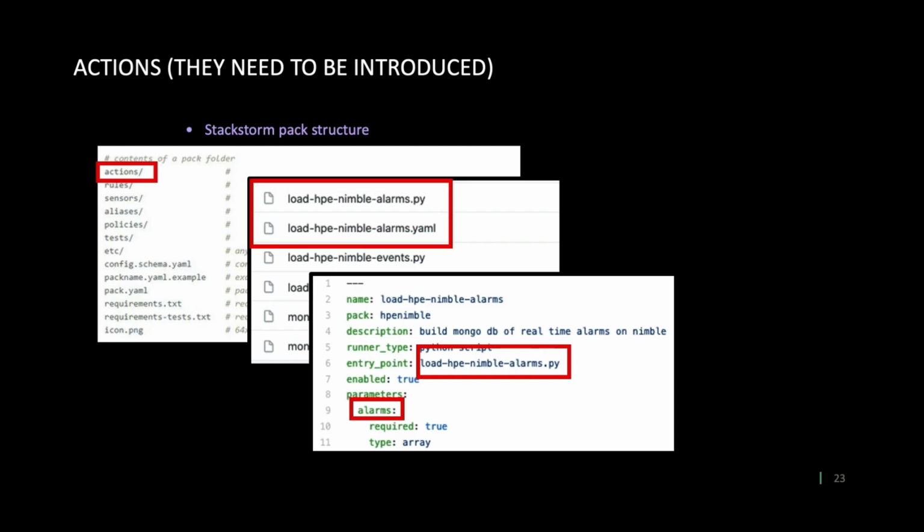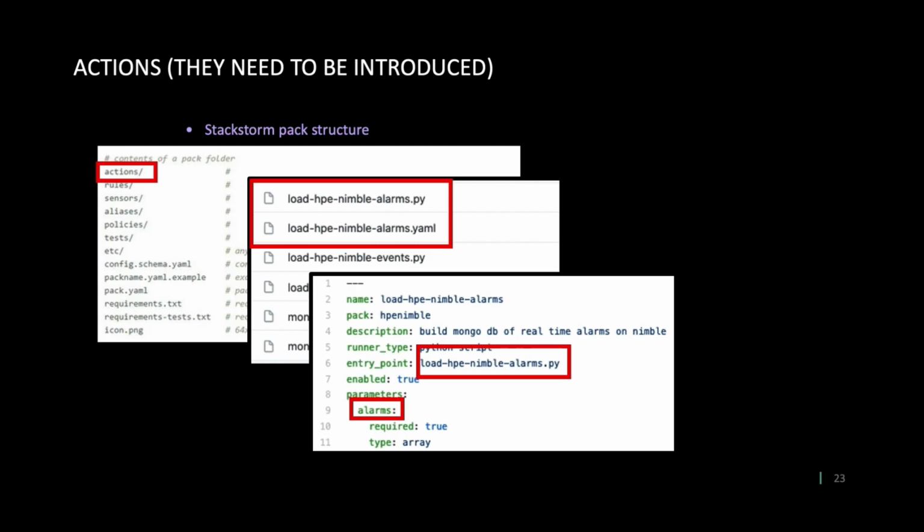You can see here, I have a name of the action, the pack that it belongs to, and a description. The runner type is going to be a Python script, and my entry point is going to point to the Python file. Both of these files, the YAML file and the Python file, need to be in the actions directory. Now, this particular action is going to require some input. So I'm going to give it some parameters, and that parameter is a variable called alarms. It's required, I've got that set to true, and it's just an array.